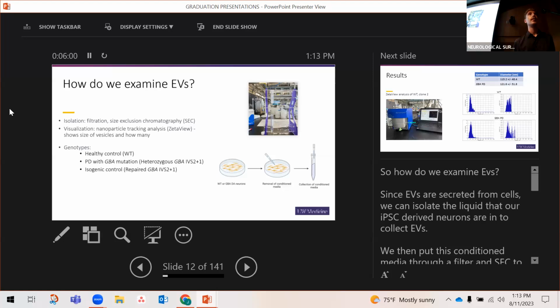I'm able to isolate vesicles from the liquid these cells are in, because earlier I mentioned that all cells secrete extracellular vesicles. And then I'm able to use filtration as well as size exclusion chromatography to concentrate and further remove impurities. To visualize these vesicles, we use this really cool technology called ZetaView, which is a nanoparticle tracking analysis software. This allows us to detect the size of the vesicles as well as the concentration.